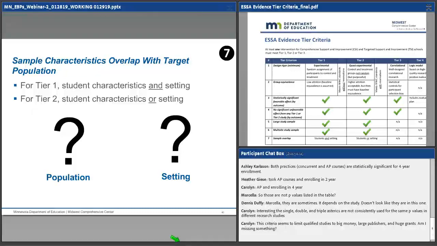So what do we mean by the population or the student characteristics and the setting? I've said it multiple times, so you can either say it out loud or chat it. What are some characteristics of the population, and what do you think I mean by school setting? I welcome your chat answers or shouting out loud.